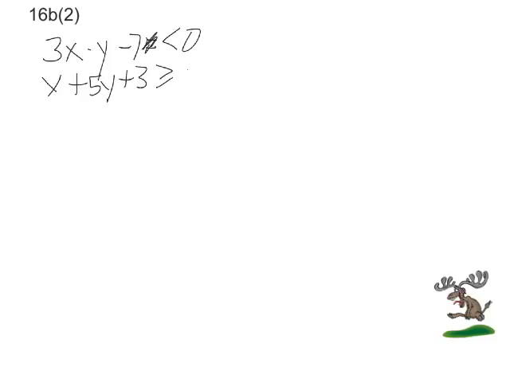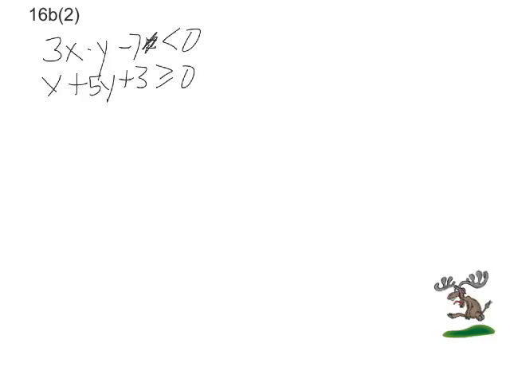Okay, finally, the last one of 16, 16b2, or 16e, I guess. Shade the region in the plane described by the inequalities 3x minus y minus 7 is less than 0, and x plus 5y plus 3 is greater than or equal to 0.